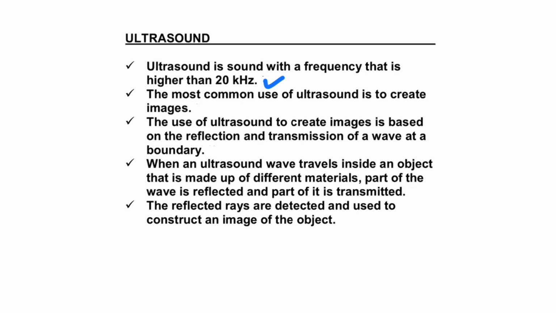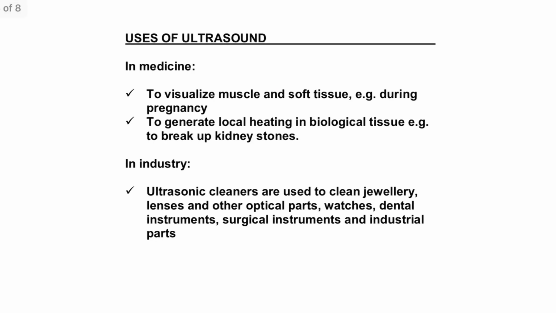Right. And then the most common use of ultrasound is to create images. The use of ultrasound to create images is based on the reflection and transmission of a wave at a boundary. When an ultrasound wave travels inside an object that is made up of different materials, part of the wave is reflected and part of it is transmitted. The reflected rays are detected and used to construct an image of the object. So that is ultrasound. And lastly, let's talk about the use of ultrasound in medicine and in the industry.